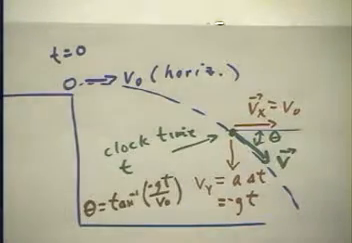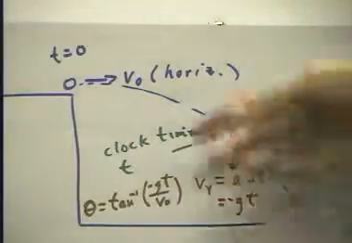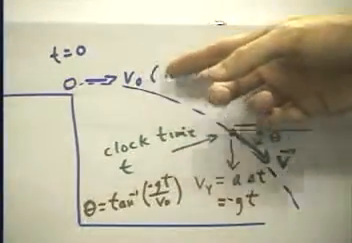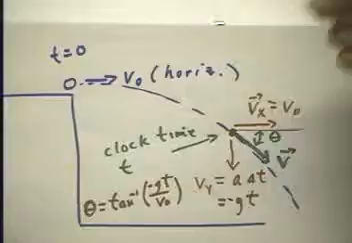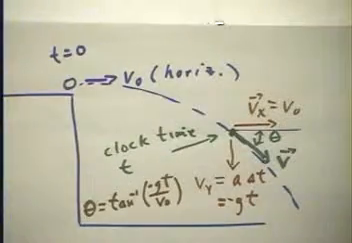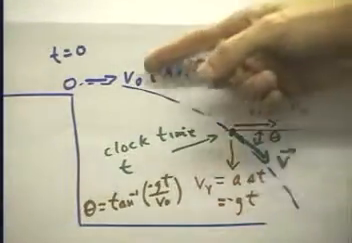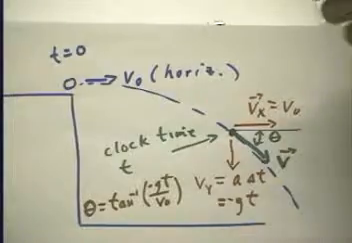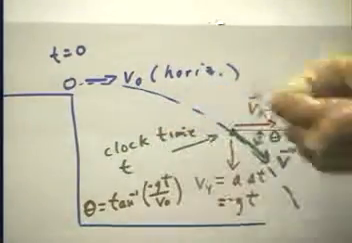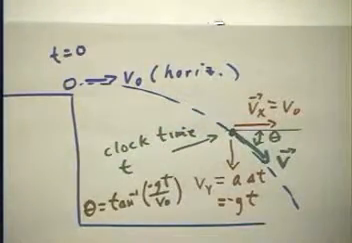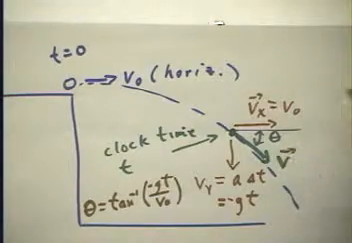Here's a level 3 problem from your text. An object starts off with an initial velocity in the horizontal direction. So the object is moving in the horizontal direction with an initial velocity v0. What we want to know is at clock time t, what's the magnitude and angle of the velocity?